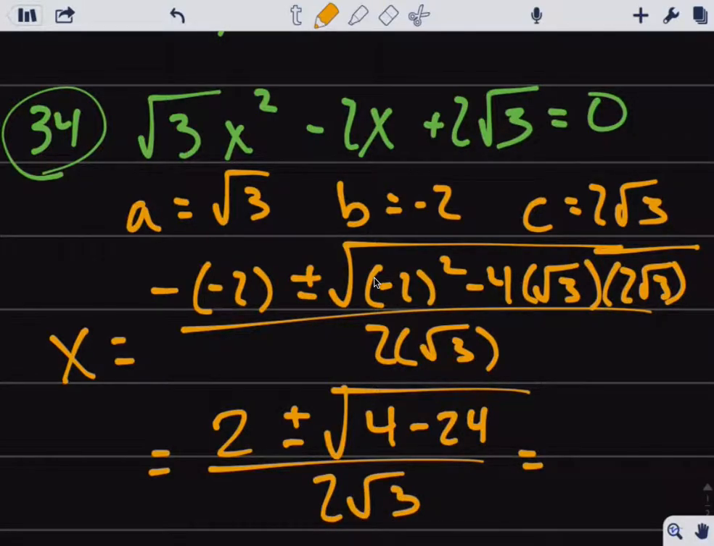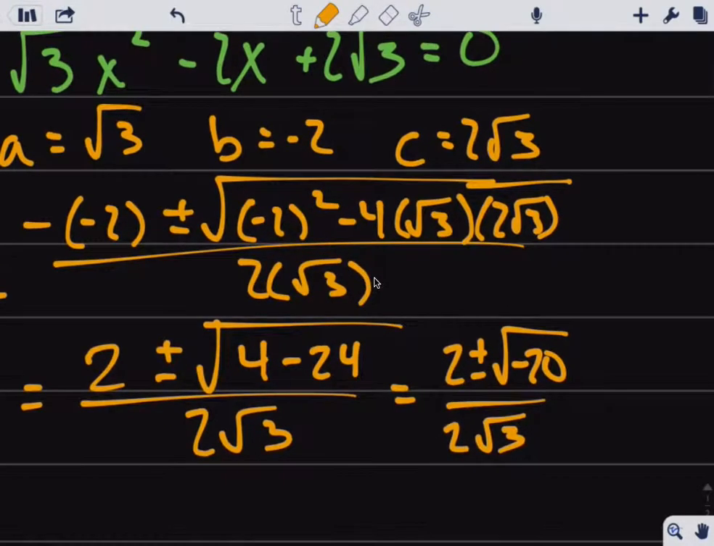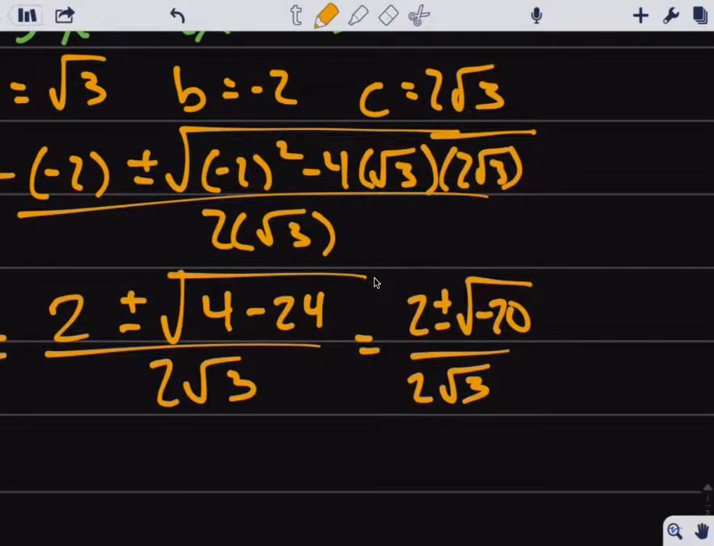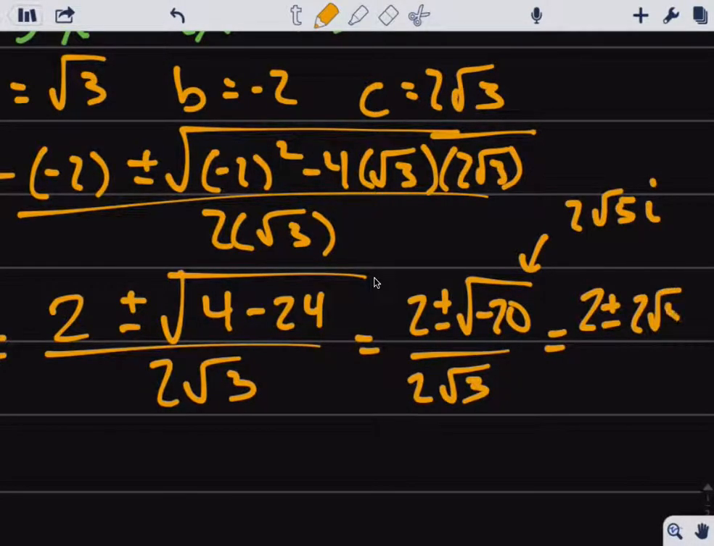So on the top I get 2 plus or minus the square root of negative 20 over 2 square root of 3. Okay, I can go ahead and tell you now we're not going to like having that square root of 3 in the denominator, so we're going to have to work with that. But I will simplify this on the top if I can. 2 plus or minus, that's 4 times 5. That's 2 root 5i, all over 2 times root 3.